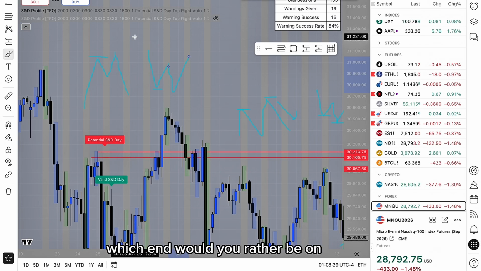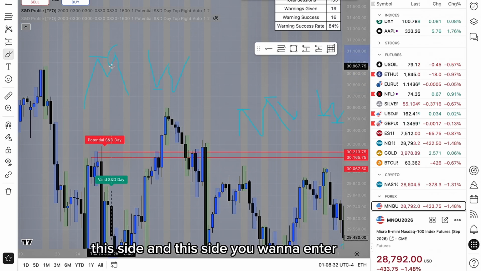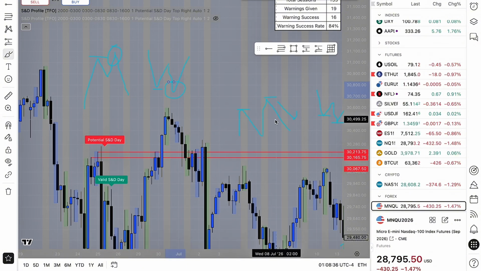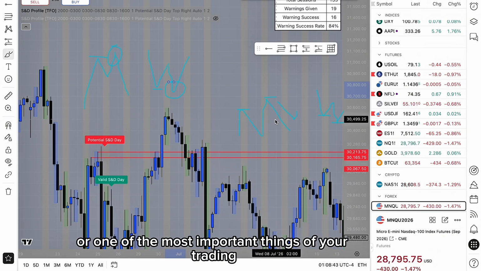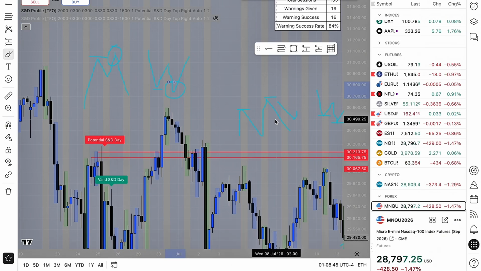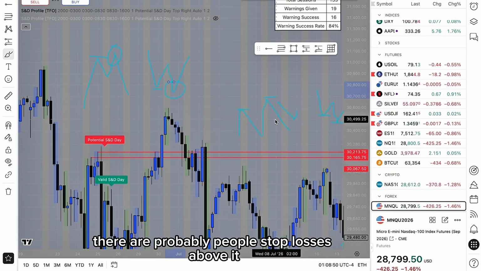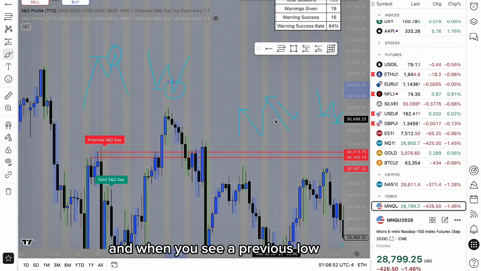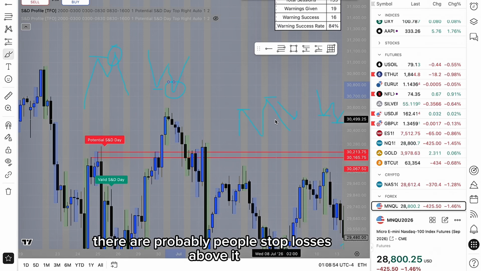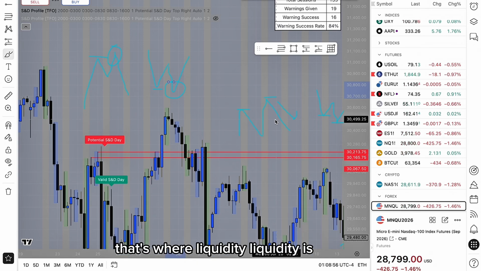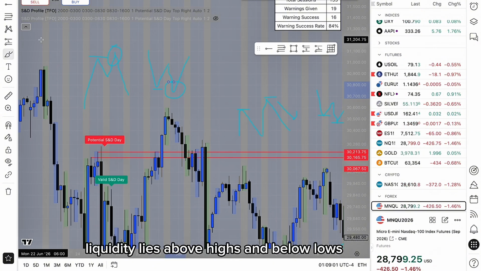Now, which end would you rather be on? This side and this side. You want to enter when we have a liquidity sweep. This is the first thing you should learn, or one of the most important things of your trading, a liquidity sweep. When you see a previous high, always think there are probably people's stop losses above it. And when you see a previous low, there are probably people's stop losses below it. That's where liquidity is. Liquidity lies above highs and below lows.